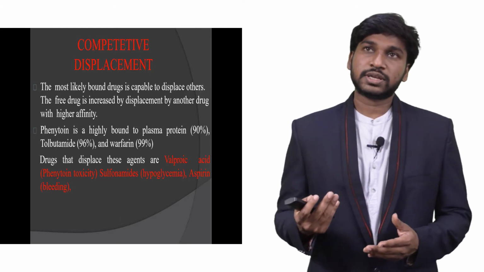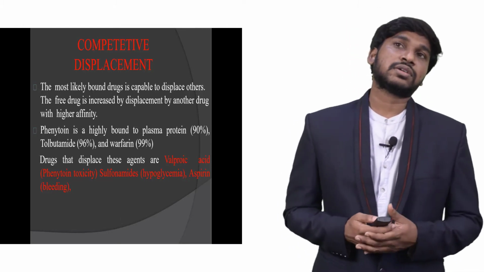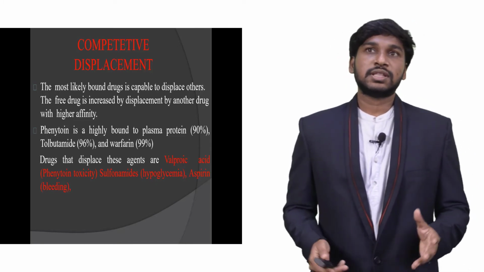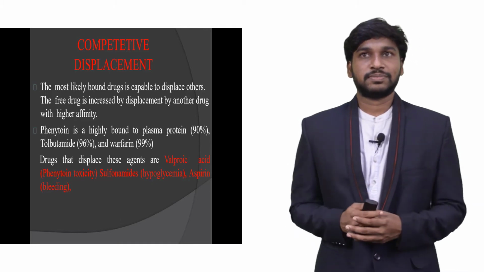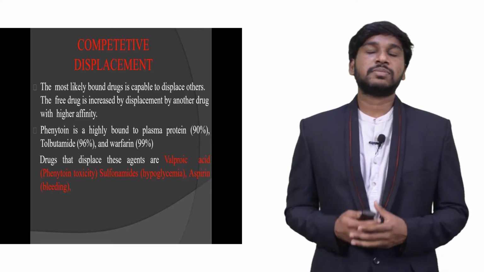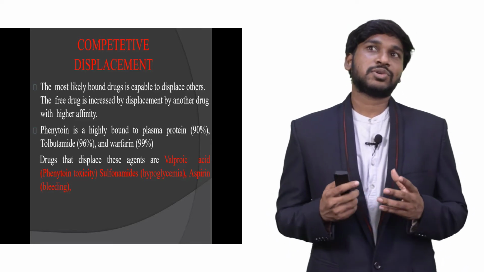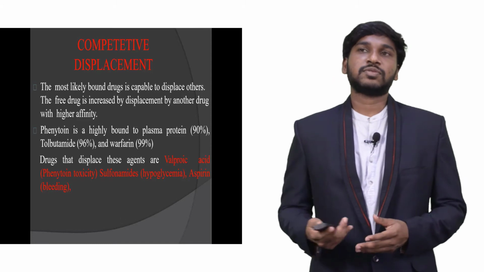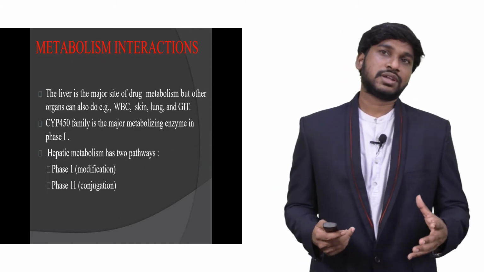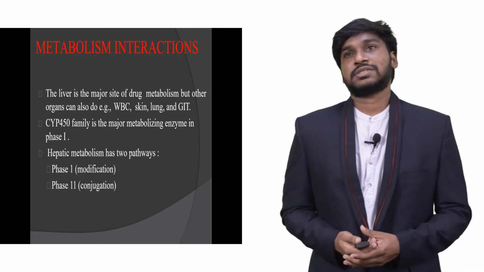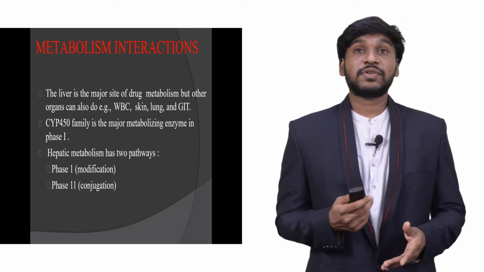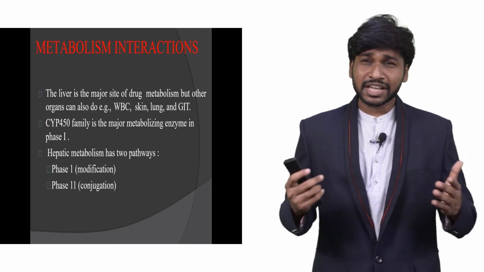If you consider the metabolic interactions, the effect of one drug on the metabolism of another is well documented in the literature. The liver is the major site of drug metabolism, because it processes all the drugs, controls all the drug activities and processes, and eliminates them from the body. But other organs can also do it. If you see the scavengers of the body, the white blood cells do, and skin, lung and gastrointestinal tract are also major sites which can metabolize the drug. If you consider the CYP450 family, it is a major metabolism enzyme.